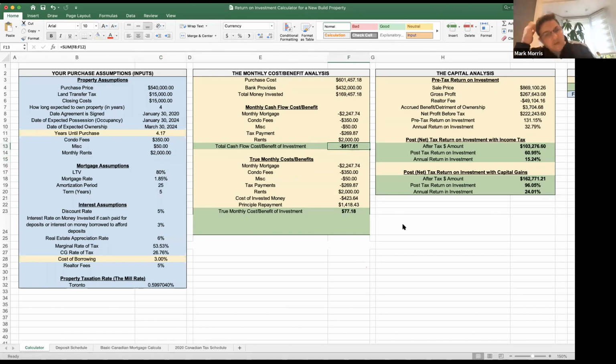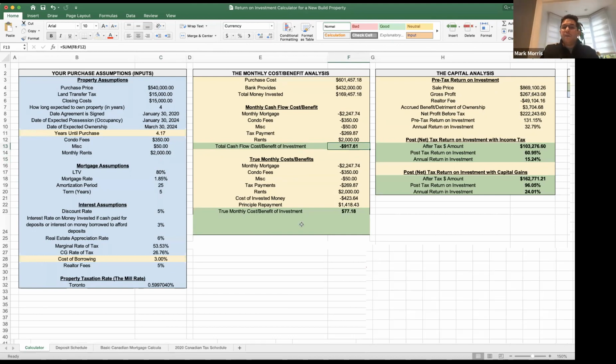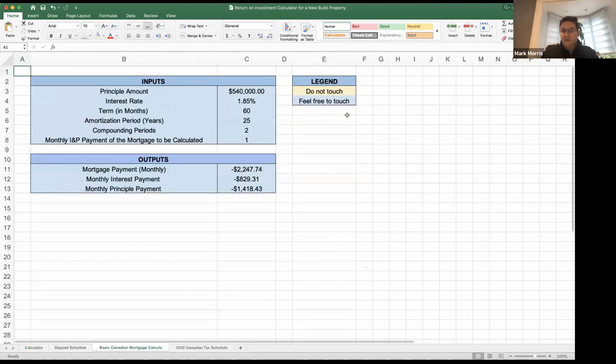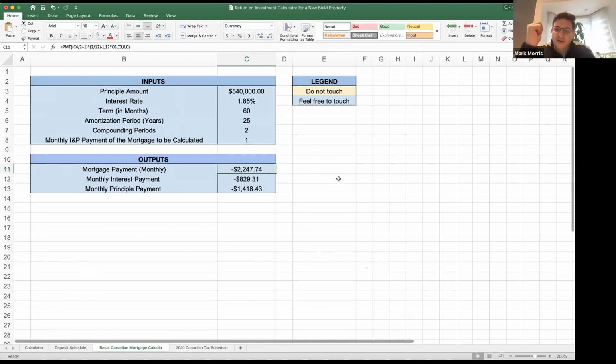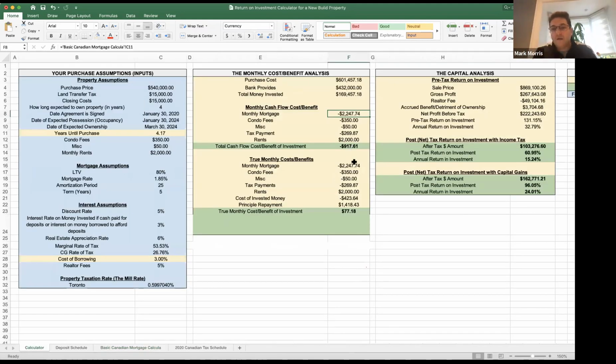What, however, are the true monthly costs and benefits? Because the true monthly costs and benefits are not that you're losing $917, is it? Absolutely not. You will recall that in your Canadian mortgage calculator, you are paying $2,247. But a portion of this is going to interest, and a portion of it is going to principal. And that principal is critical because it is your principal. It is a bank account that you own. You can't access it, but you own it. You're paying yourself. And as a result, the true cost of this is not losing $917, because critically, there has to be the principal repayment line of $1,418, which is how much you are paying yourself every month.